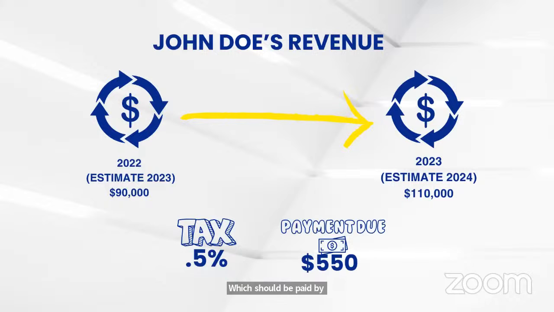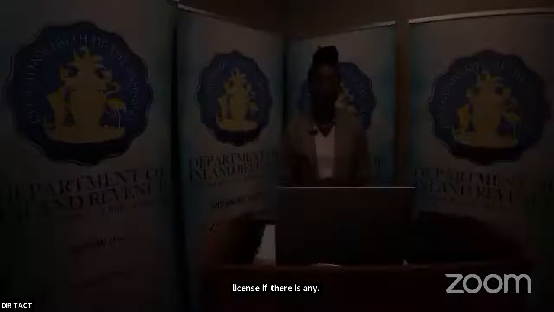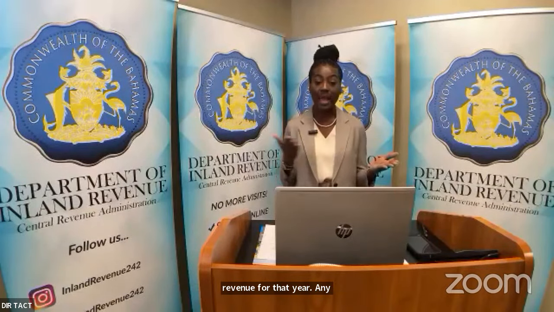After filing his business license annual actual for 2023, he will submit his business license annual estimated for 2024. John Doe's business license annual estimated for 2024 would be $100,000, the same as his actual turnover for 2023. Tax for a license, if there is any, only if there is any, is determined based on the actual revenue for that year. Any difference between the estimated revenue and the actual revenue may result in owing taxes or being eligible for a credit to your account.